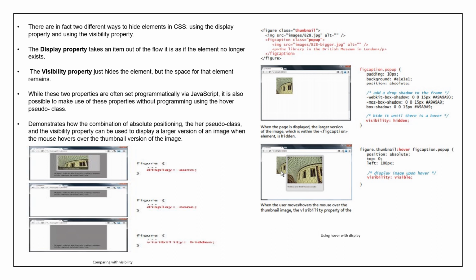While these two properties are often set programmatically via JavaScript, it is also possible to make use of these properties without programming. The hover pseudo class demonstrates how the combination of absolute positioning, the hover pseudo class, and the visibility property can be used to display a larger version of an image when the mouse hovers over the thumbnail version of the image. The below figure describes comparing with visibility, and the second one describes using hover with display.